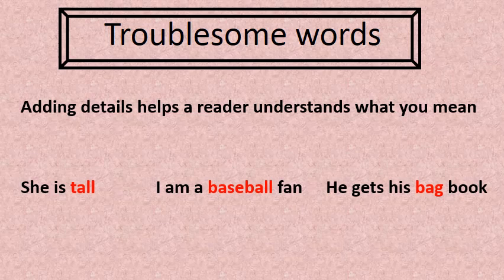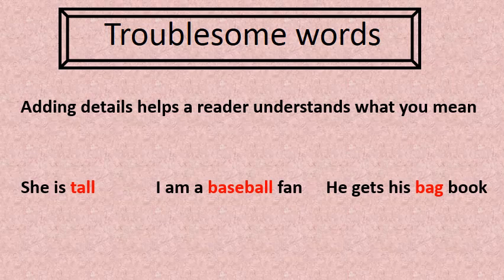These details help the reader to understand what you really mean. They are words we add to the sentence to make us understand what the speaker really means. If we didn't add the word tall, we would not understand what the girl is talking about. If we didn't add baseball, we would not know what the speaker is a fan of. If we didn't add bag, we would not know what he really means.